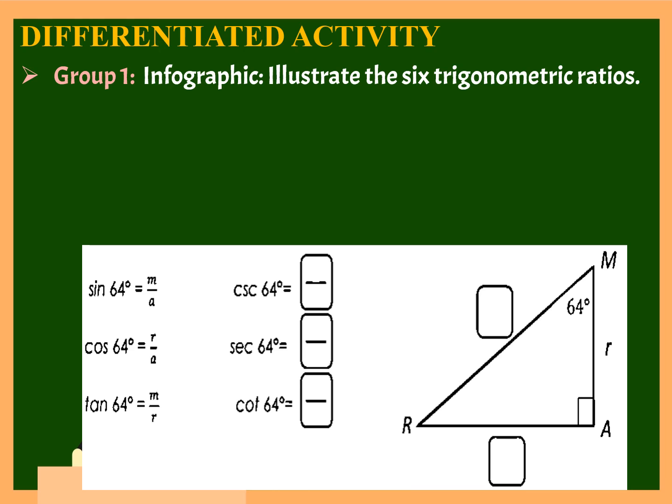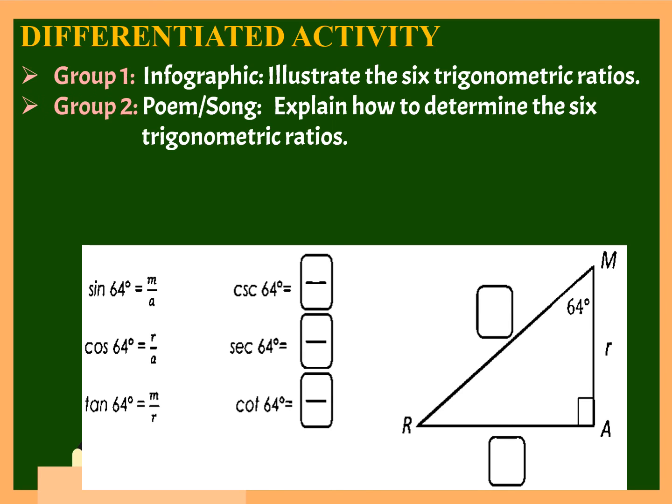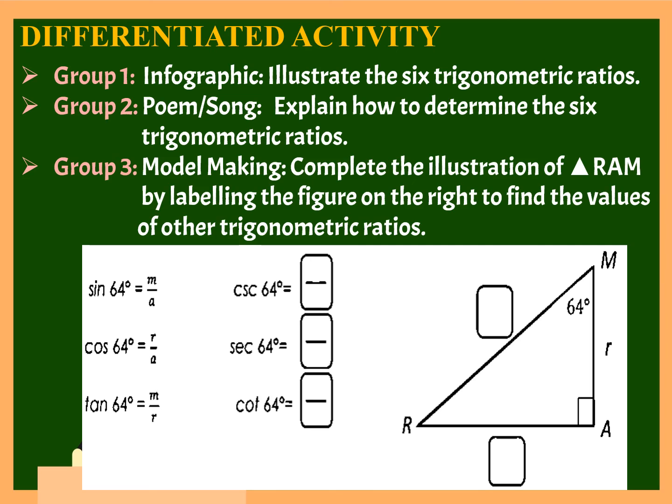For this activity, for group 1, you are going to make an infographic. You are going to illustrate the six trigonometric ratios. For group 2, make a song or a poem. Explain how to determine the six trigonometric ratios. And for group 3, you're going to do a model. Complete the illustration of triangle RAM by labeling the figures on the right to find the values of the other trigonometric ratios. So you are going to use this figure in order to make the model. Is that clear, class? You may now start.